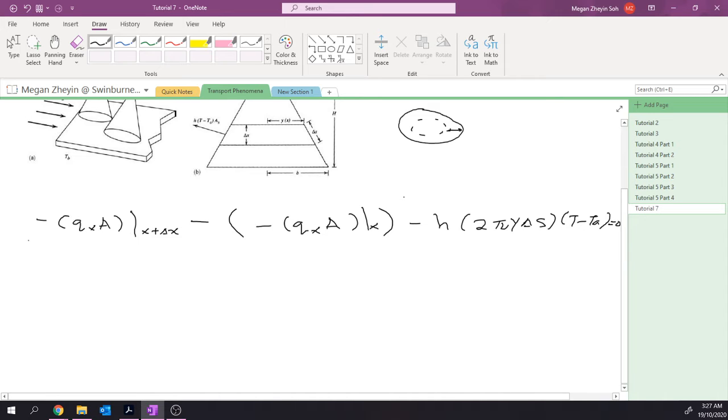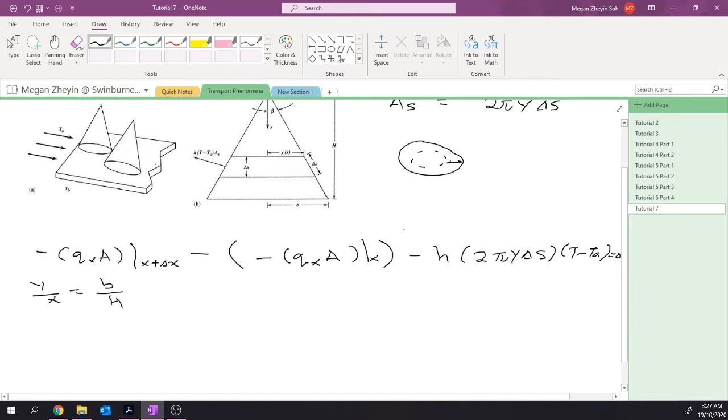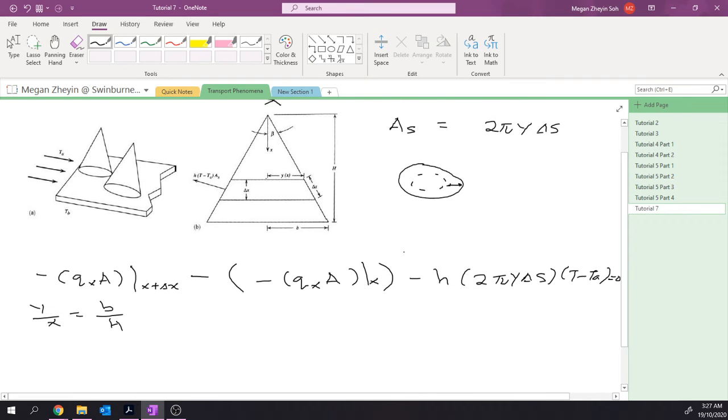So we should take note that y over x is equals to b over h. Meaning to say, you have your y over x is actually your b over h. It is a similar triangle.